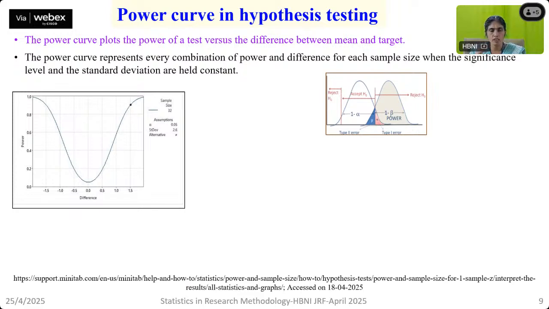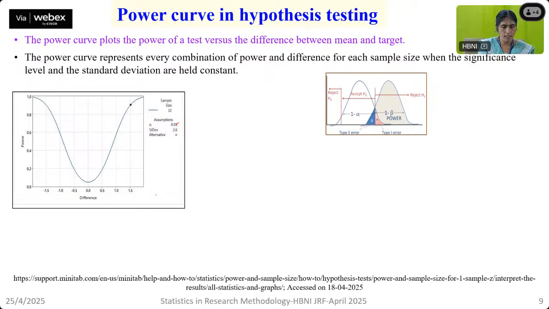The power curve plots the power of a test versus the difference between the mean and the targeted value. Here, power is 1 minus beta. So in power curve, you can take specific number of data points or the number of measurements, significance level alpha also one can define. The curve given on the left side of the screen is a typical example of a power curve for a sample size of 32 at significance level of 5% or 0.05 fractional significance level.